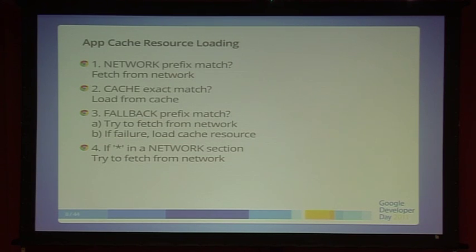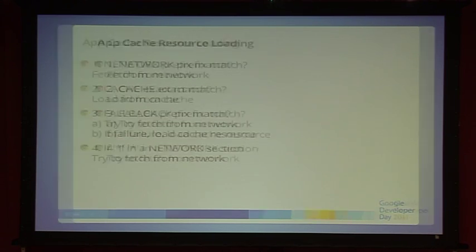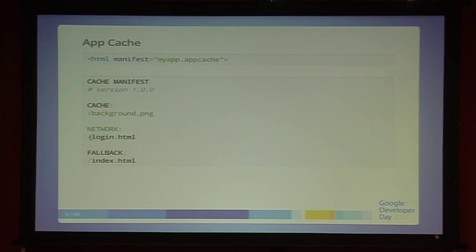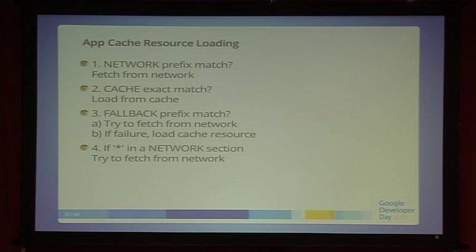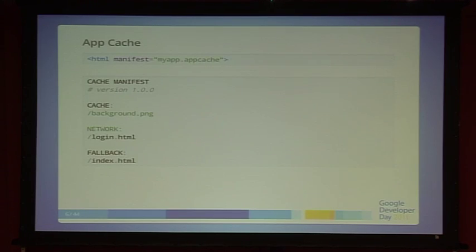So the way app cache checks if it should consult the cache for a file: if a network prefix matches, here you've got network /login.html, so any file that begins with /login.html is fetched from the network. And if the cache has an exact match, that is, you have a file name and the full file name is in the cache, then it's not downloaded, but it's gotten from the cache.